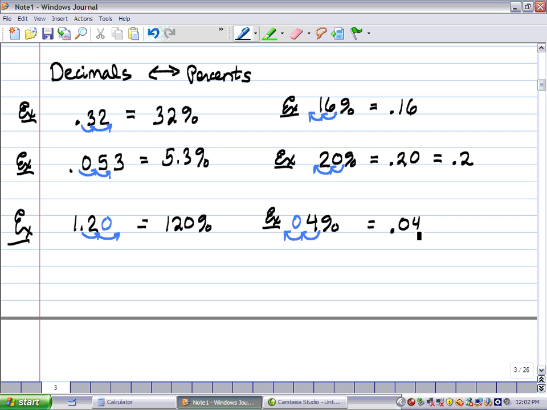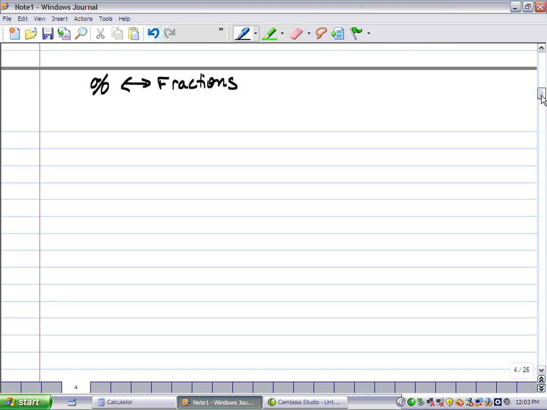Okay, let's look at the last way, which is converting percents back and forth to fractions. Okay, if we're going to think of them as out of 100, then we're just going to put the percent over 100 and simplify.